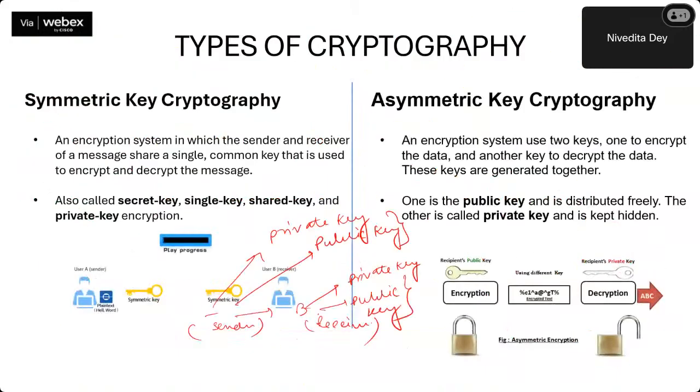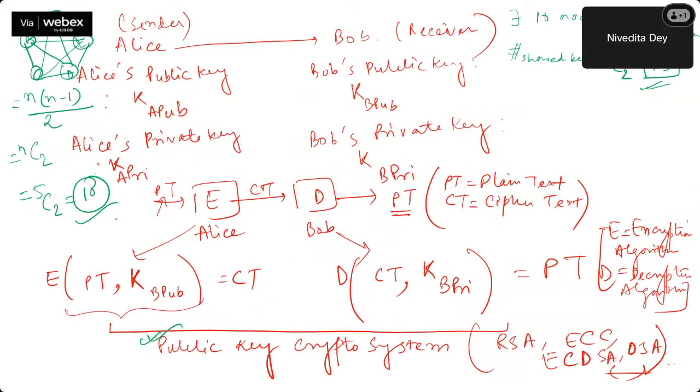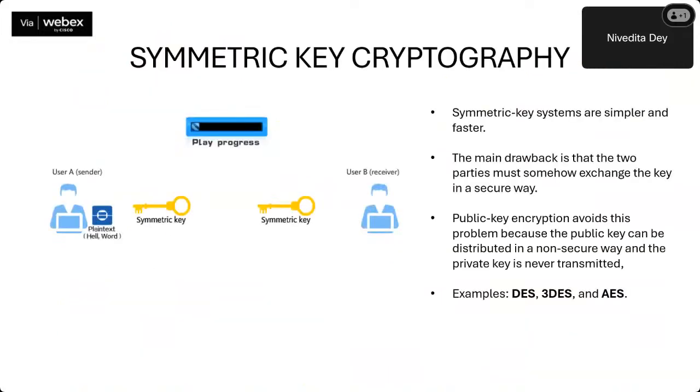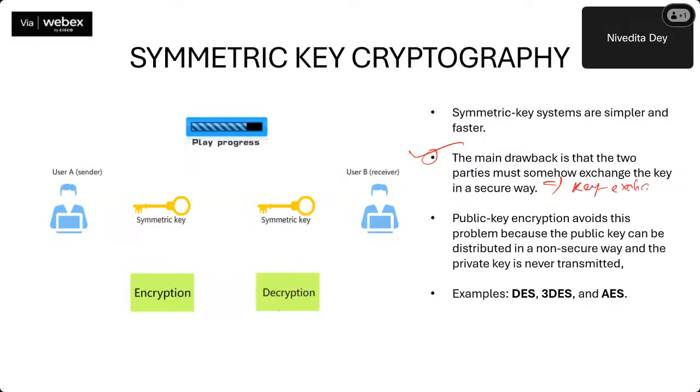I hope now we are done with the asymmetric one with a better knowledge and a full understanding. Now the next one is symmetric key cryptography. This one I had already discussed. It is the same key that is used for both. And the main drawback of this, just highlight point number 2, is that the two parties must somehow know or exchange the key in a secure way. This is where key exchange algorithms come into the picture.